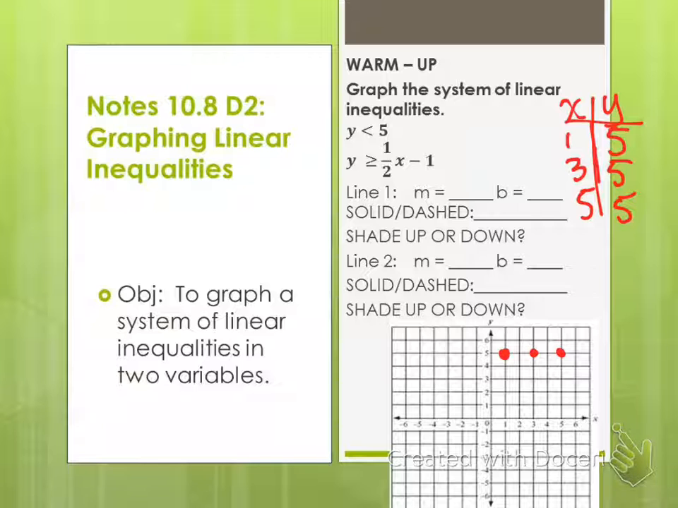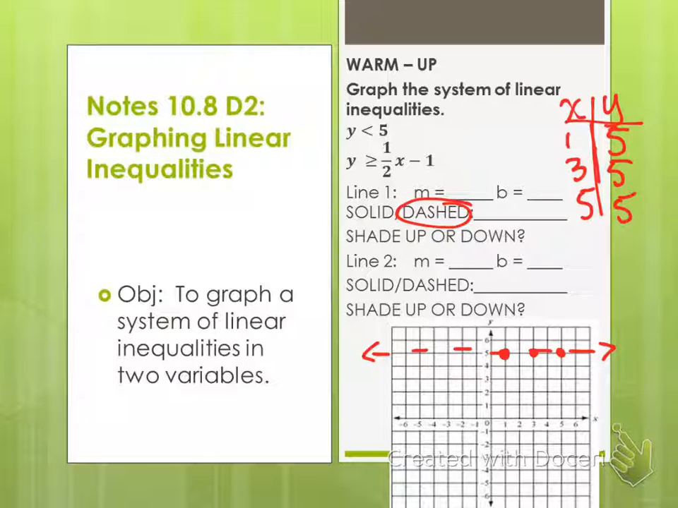Should that line be solid or dashed? May? It should be dashed. There is not an equal to bar on the inequality sign for that line. So we have a dashed line.